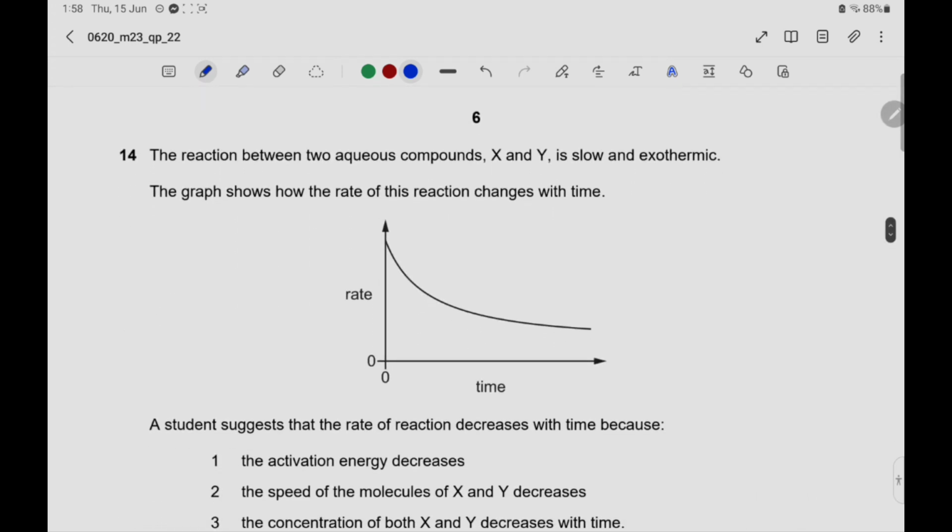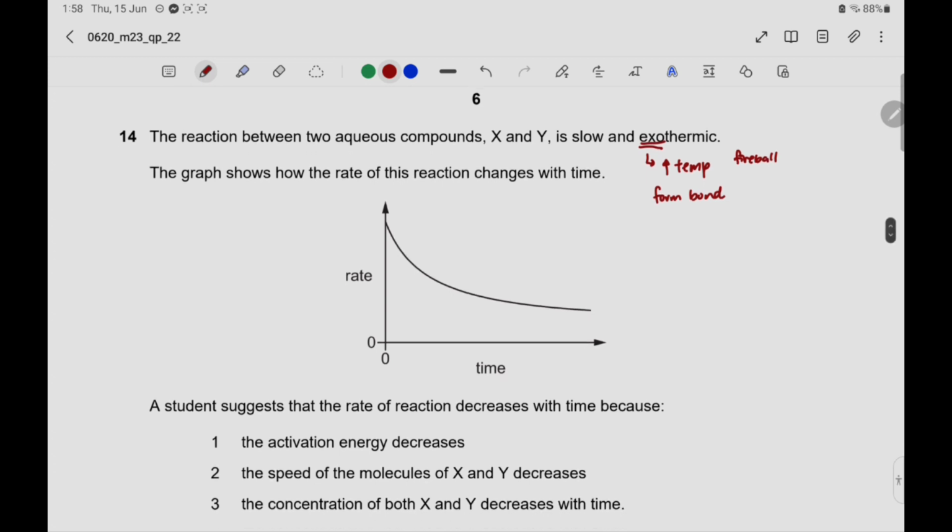So this is about aqueous X and Y. They are slow and exothermic. Every time you see the word exothermic, not sure if you know the exo team, my friend used to tell me they are very hot, right? The group. So I always call them fireball. They increase in temperature and always form the bond together. So they will lose energy.